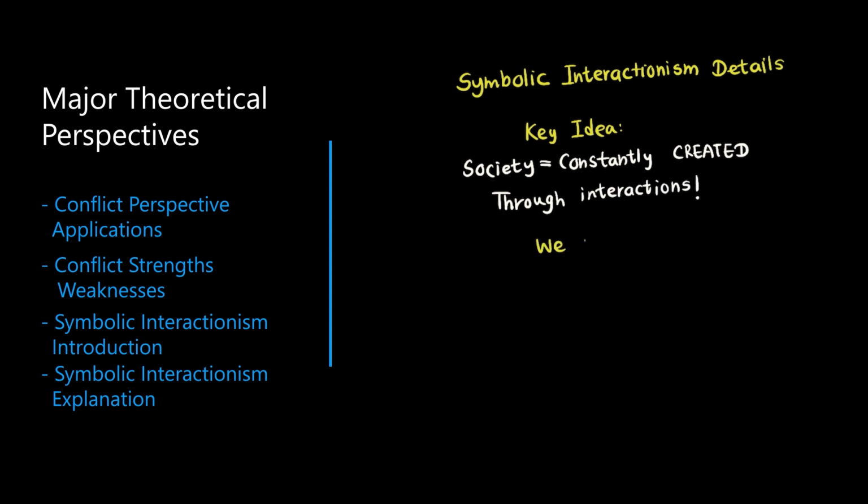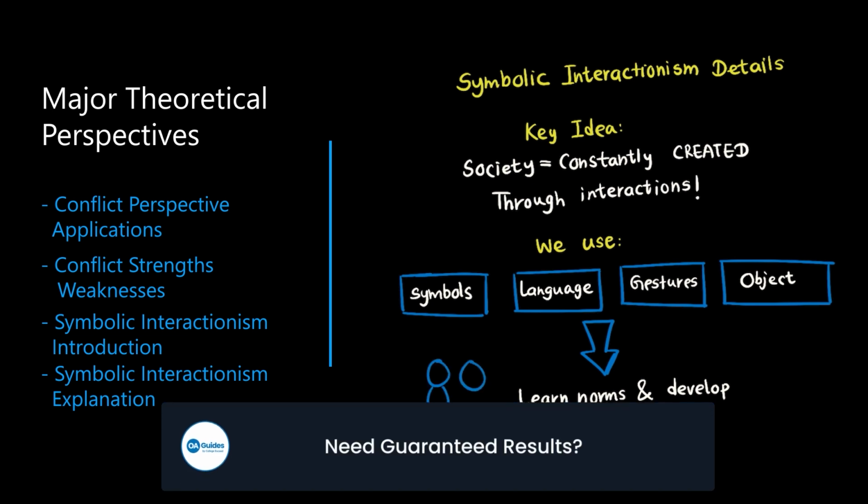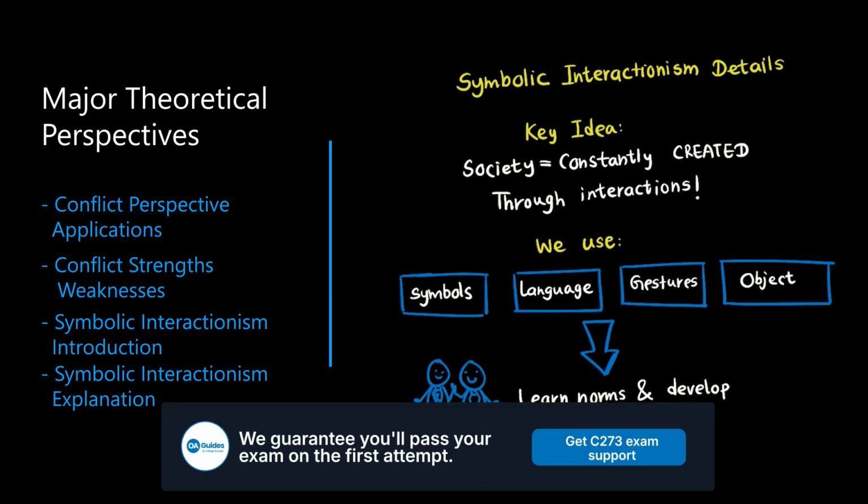We use symbols, language, gestures, and objects to communicate meaning. Through these interactions, we develop our sense of self and learn social norms. Think about how you learn what's appropriate in different situations. You watch how others behave, how they respond to you, and you adjust your behavior accordingly.